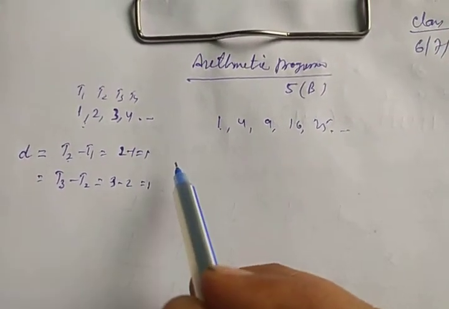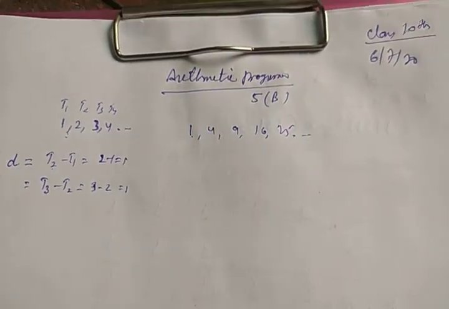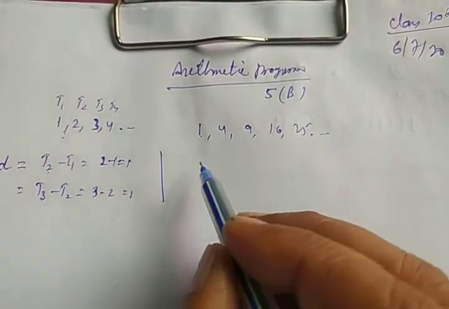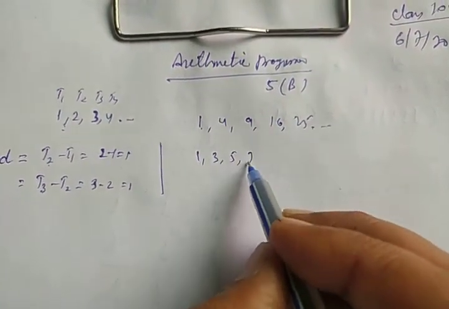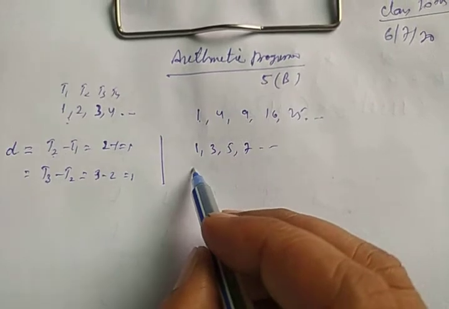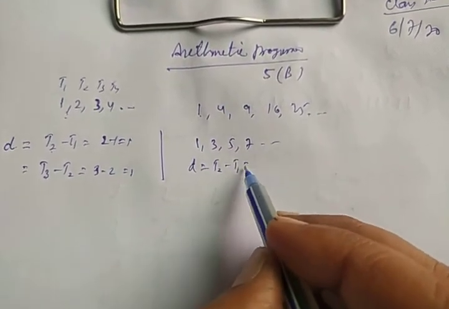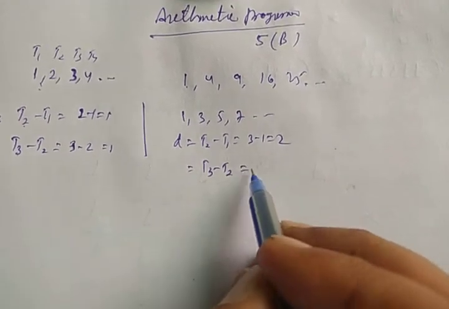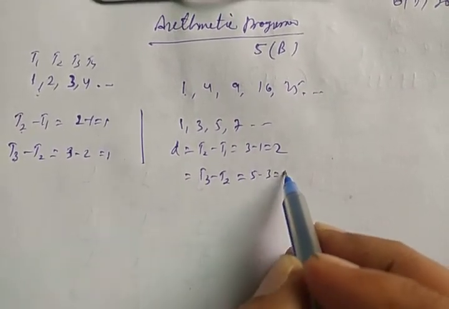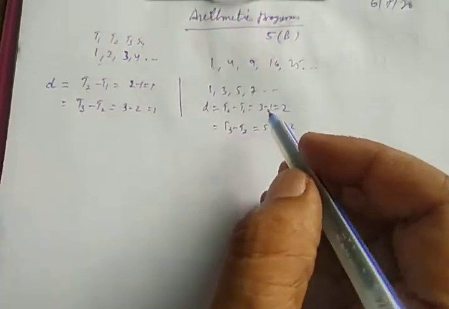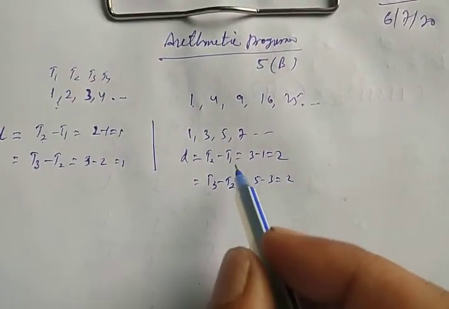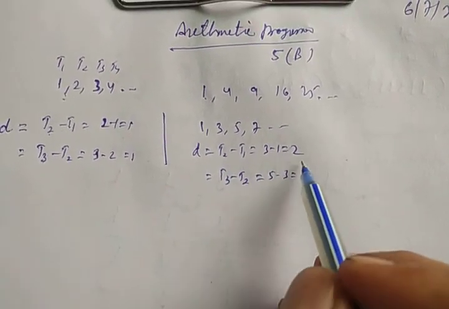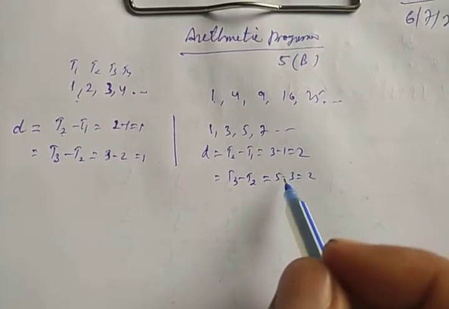You can check whether it is an AP, or if a question is given to calculate something regarding AP, then it means it is given. Let us take another example, 1, 3, 5, 7 onwards. Here D is equal to T2 minus T1, that is 3 minus 1, equal to 2. T3 minus T2 is 5 minus 3, equal to 2. It is coming 2. It means if the difference between any two consecutive terms is similar, then it is called an arithmetic progression.